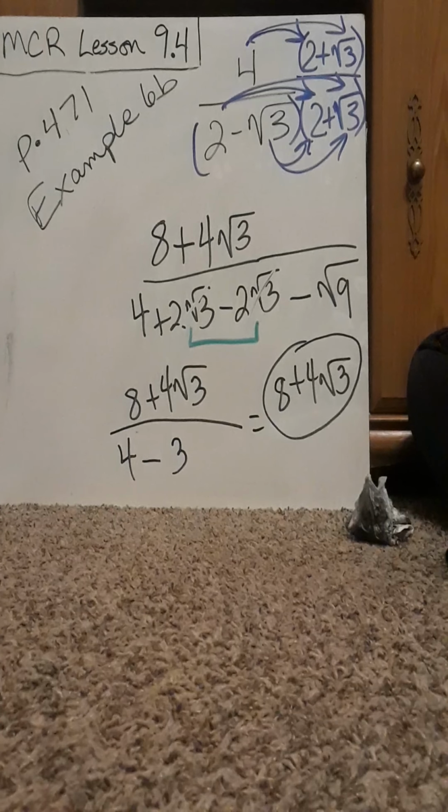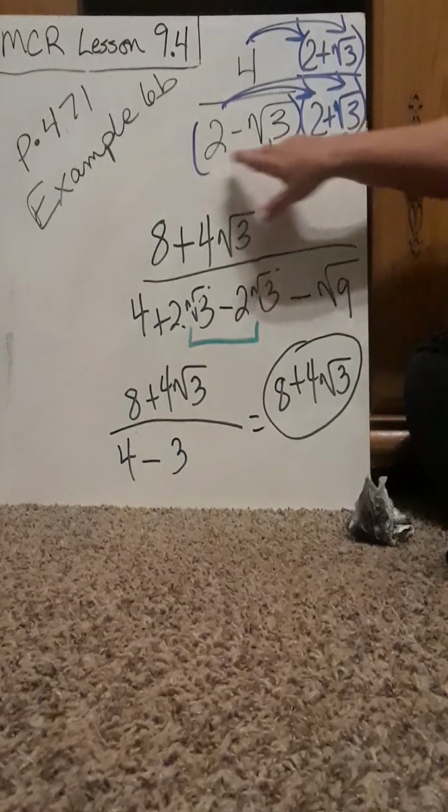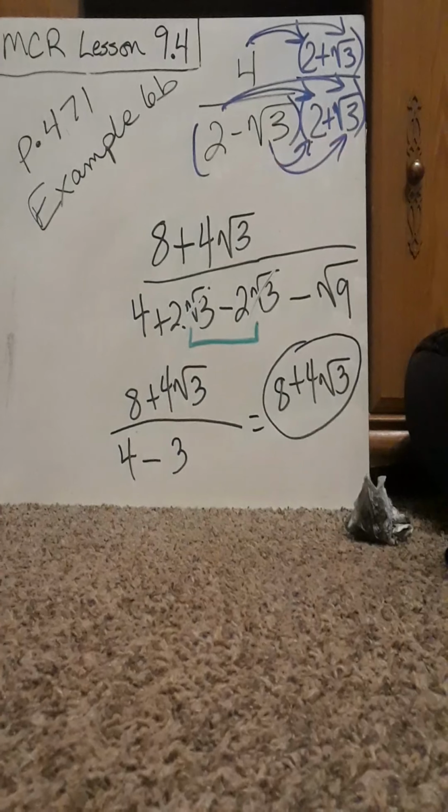This is what we call rationalizing a denominator using a conjugate. And this is what you have to do anytime your denominator has more than one part to it, if there's 2 things there to get rid of.